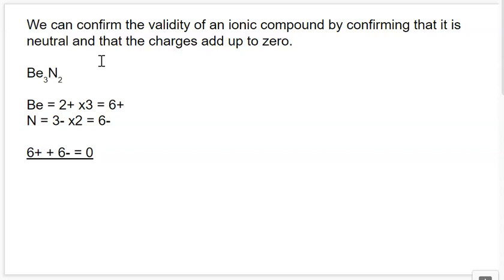So we need to figure out how we can get 2 and 3 to become the same. So we're going to want to think about common multiples. A common multiple of 2 and 3 is 6. So if we can turn the 2 into 6 by multiplying it by 3, and the 3 into 6 by multiplying it by 2, that'll tell us the ratio that we need of the 2 atoms. We're going to need 3 berylliums per every 2 nitrogens.